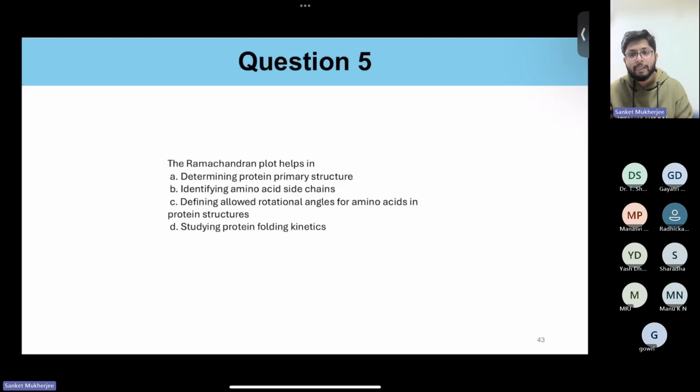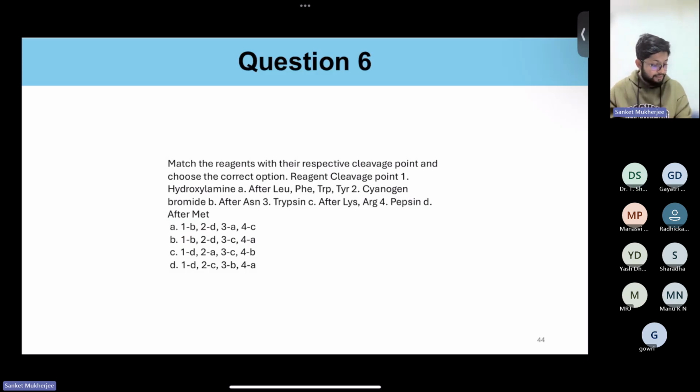Anybody would like to answer? Defining allowed rotational angles for amino acid. Absolutely correct. Match the reagent with a respective cleavage point and choose the correct option.